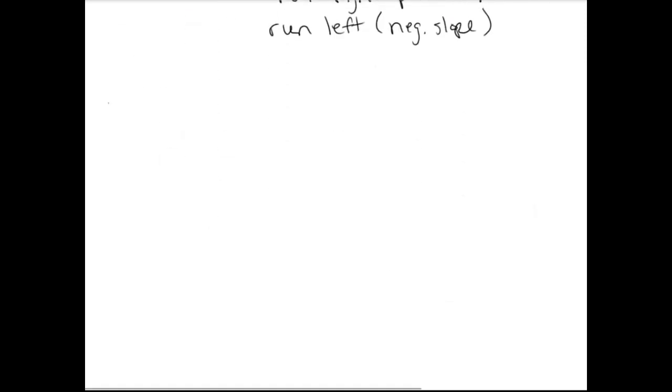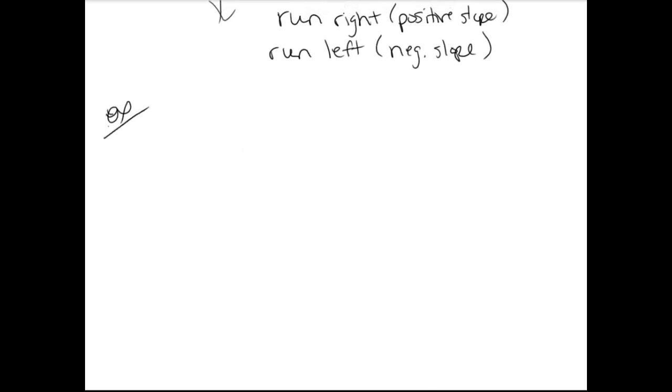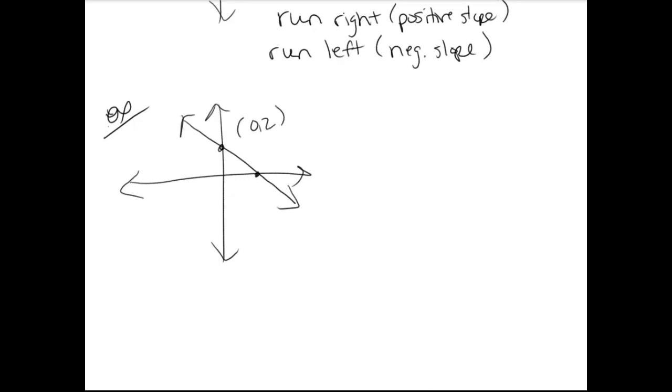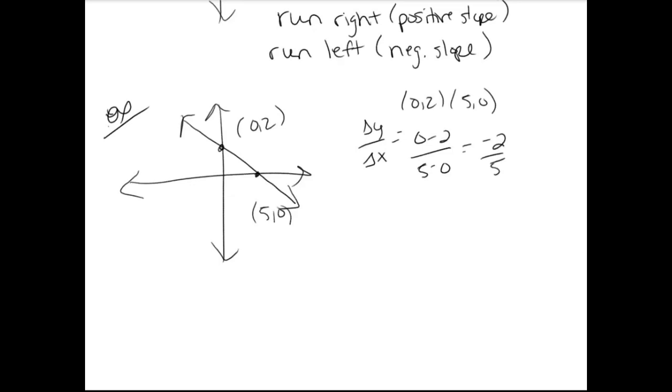But I could have an example where my function looks like it's a negative correlation and it's running left. So, okay, let's just say that these 2 points happen to be, again, 0, 2 looks like it, and maybe let's make this 5, 0. Again, you could do your change of y over change of x if you wanted. We can write that out. And we'd have 0 minus 2, and then 5 minus 0. So we would get -2 over 5.